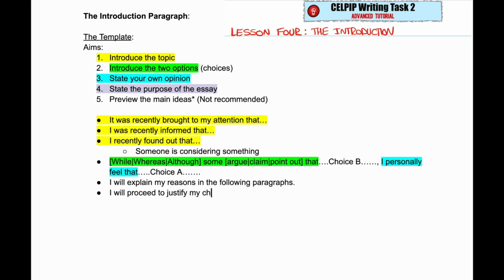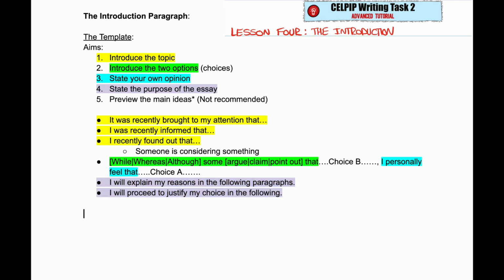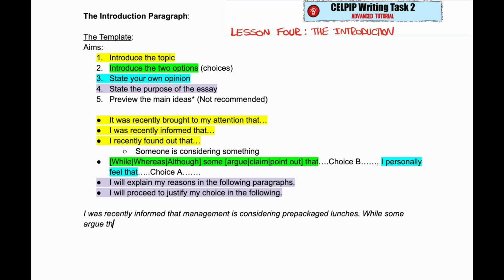So, let's write a sample introduction paragraph using this new template for each of the two topics we've been looking at so far. So, for the first topic, we want to start by introducing the topic itself. We could start with the sentence we came up with before. I was recently informed that management is considering prepackaged lunches. Okay, so now we must add a sentence representing the two sides. So something like, while some argue that prepackaged lunches are a great idea, I personally feel that.